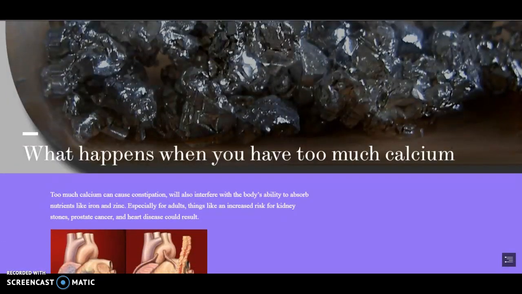So what happens when you have too much calcium? Well, too much calcium can cause constipation, which also interferes with the body's ability to absorb nutrients like iron and zinc, especially for adults. Things like increased risk for kidney stones, prostate cancer, and heart disease could result.